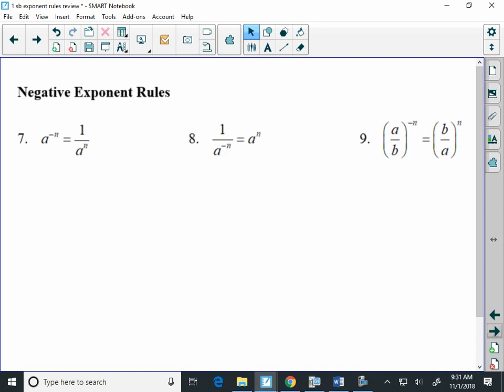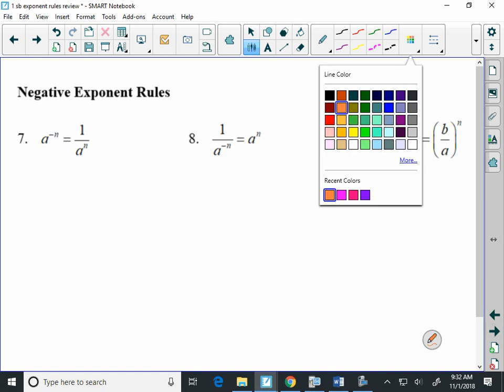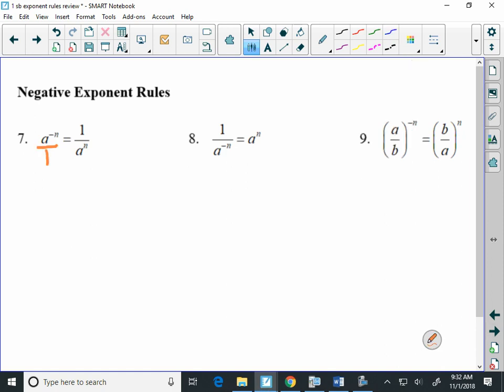Some other rules that maybe you struggled with a little bit more are the negative exponent rules. And here they all are listed. First of all, on number 7, a to the negative n equals 1 over a to the n. And what I'd like to say is that we can write a to the negative n over 1, and then we flip and change the sign of the exponent. If you want to get technical, we should be saying taking the reciprocal of this and changing the sign of the exponent, but I oftentimes say flip and change the sign of the exponent.